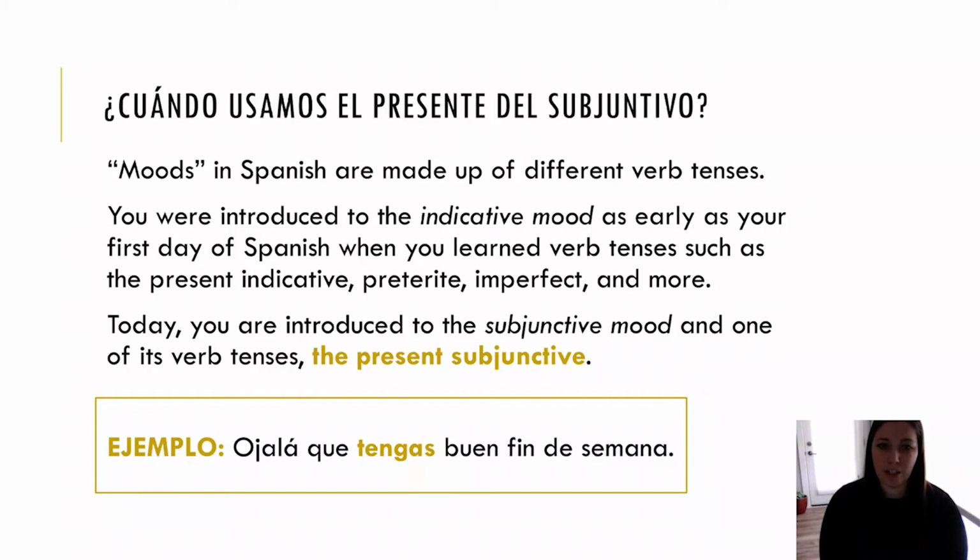Moods in Spanish are made up of different verb tenses. You were first introduced to the indicative mood as early as your first day of Spanish when you learned verb tenses such as the present tense, the present indicative, preterite, imperfect, and much more. Today, you are introduced to the subjunctive mood in one of its verb tenses, which is the present subjunctive. Por ejemplo, ojalá que tengas buen fin de semana.